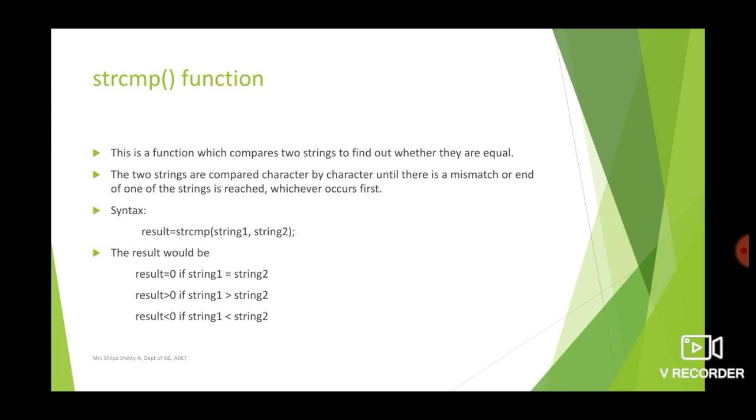If the result is greater than 0, it means string 1 is greater than string 2. We will see an example in a short while. Similarly, if the result is less than 0, it means string 1 is lesser than string 2. So this is very important: equal is indicated by 0; if the first string is greater than the second string, then it is a positive value; if the first string is less than the second string, then the answer would be a negative value.